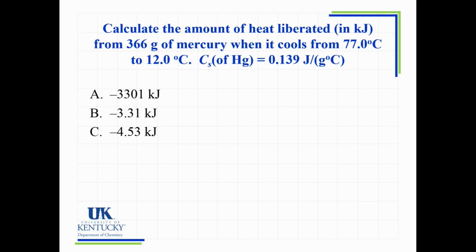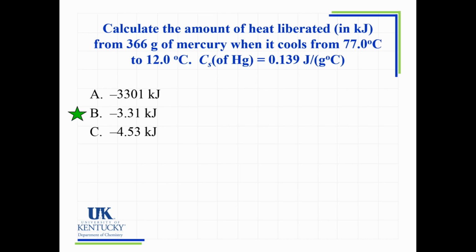All right, so you're going to try one here. You're going to calculate the amount of heat liberated and you have 366 grams of mercury. It's cooling from 77 degrees Celsius down to 12 degrees Celsius, and you are coming up with a value for this Q. All right, stop, pick your one, and then resume.